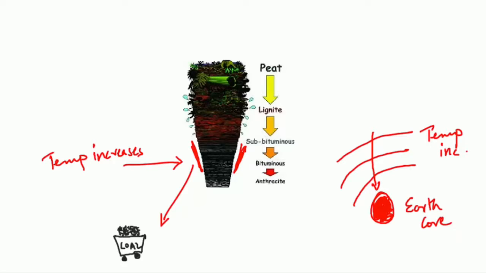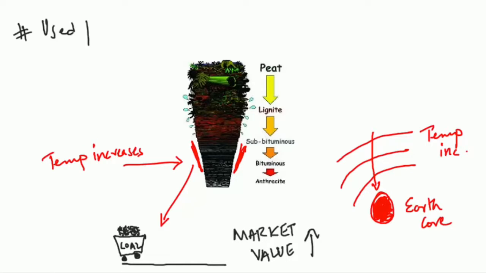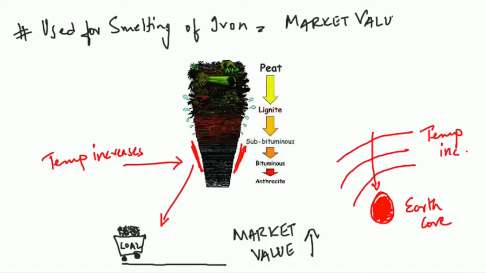It is the most popular coal in commercial use. So when we say commercial, it means that it has market value. And bituminous coal is of special value because it is used for smelting of iron in blast furnaces. So basically you need this kind of coal to produce iron. Hence now you understand that bituminous coal has a special value.